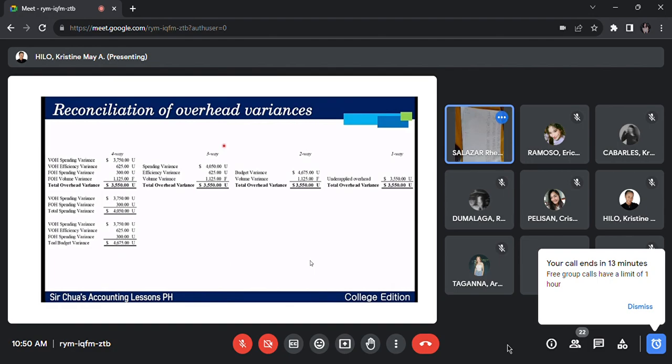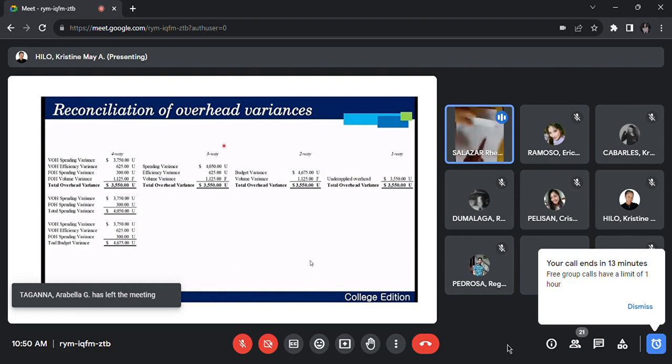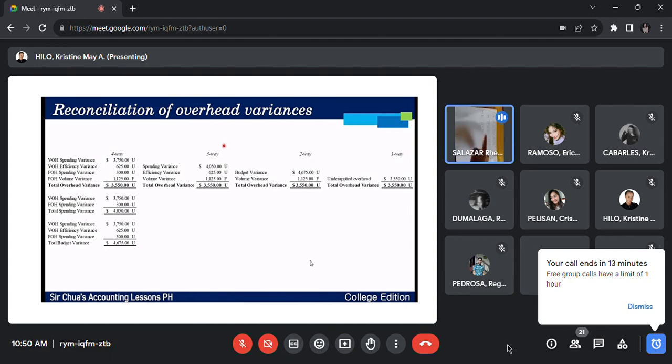So we add all the spending variances. The variable overhead spending variance, 3,750, then the fixed overhead spending variance, 300. We add them. That makes the total spending variance 4,050 unfavorable. Are you following?